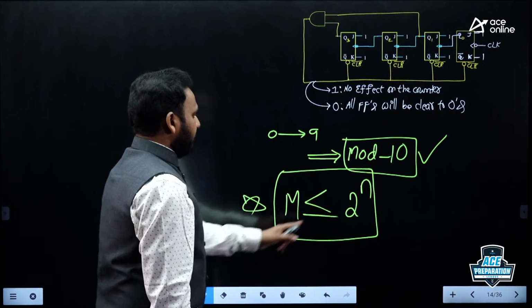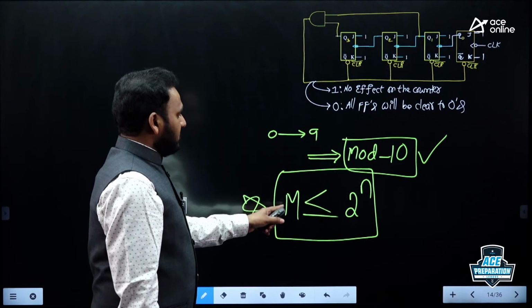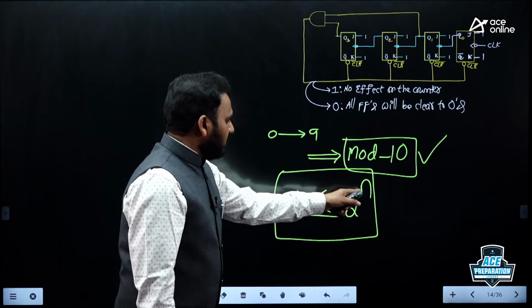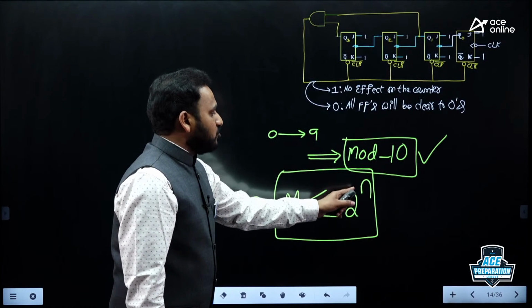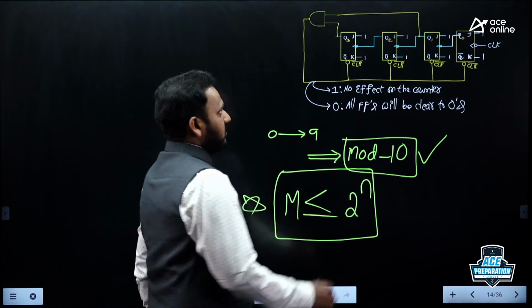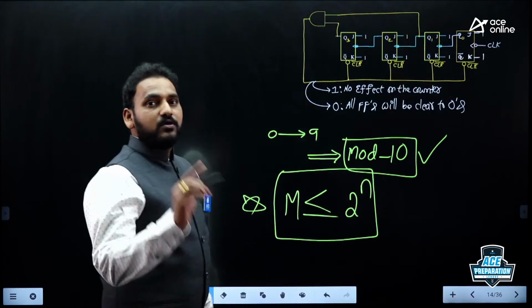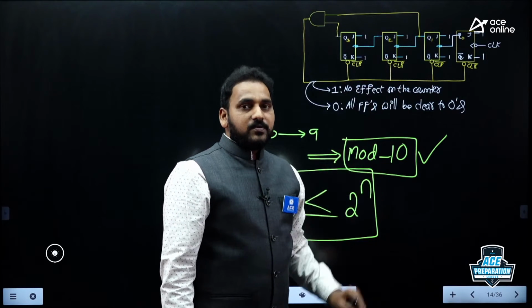Okay. So if it is 3, 2 power 3 is 8, but I want 10. 10 less than or equal to 8 is not satisfied. It should be 4 compulsorily, so that it can satisfy. But if it is 4, 2 power 4, 16 will come. Without any external circuit, it is a 4-bit ripple counter. Remember, without any external circuit, it is a 4-bit ripple counter.